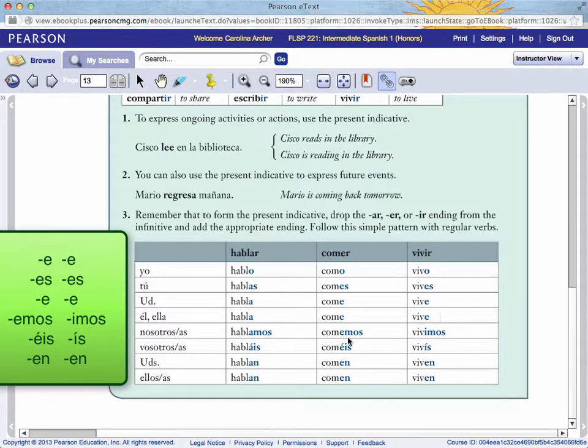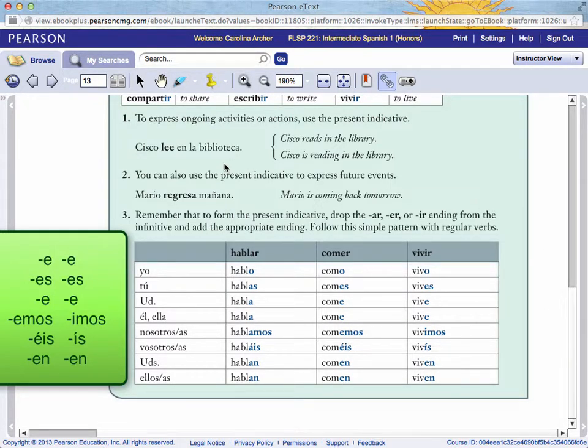The same way. Now here is where the difference comes in, the nosotros form. Nosotros o nosotras comemos with -er verbs and vivimos with -ir verbs. Okay, with verbs that end in -ir it's going to be -imos, and here it's going to be -emos. But the rest are the same in both kinds of verbs. Ustedes comen y viven, y ellos y ellas comen y viven.